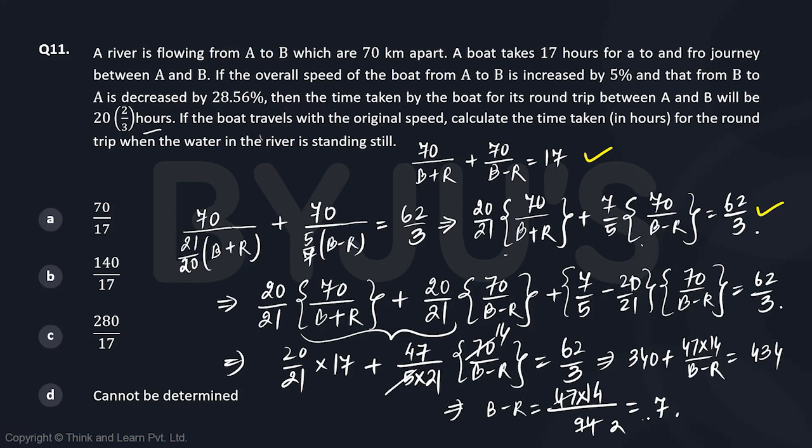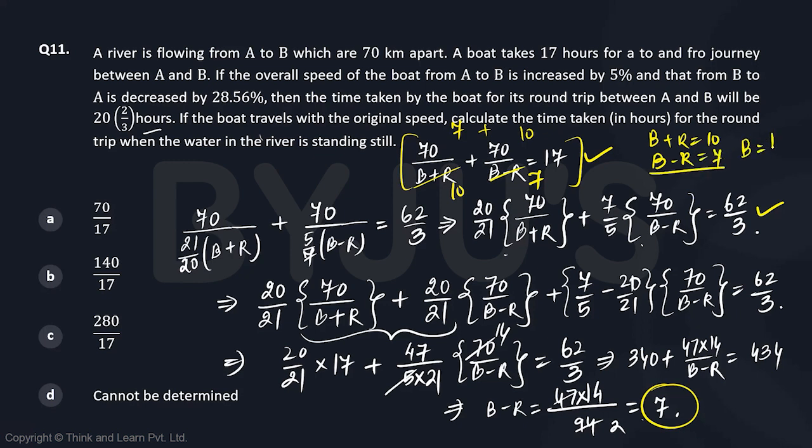Now, B minus R turns out to be 7, and if you put this back in the first equation, 70 by 7 is 10 from here, and we need a 7 from here. That means B plus R should be equal to 10. So we will have B plus R as 10 and B minus R as 7. So we will have the value of the speed of the boat as 17/2. Now, once we get this, we can put it in the asked part.